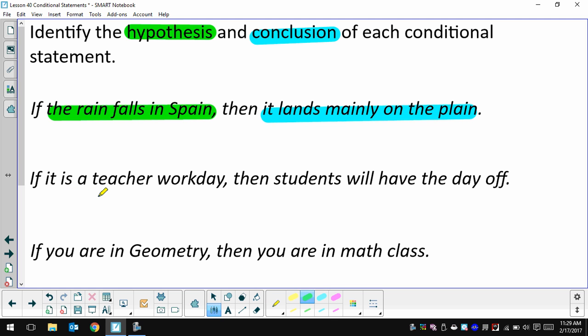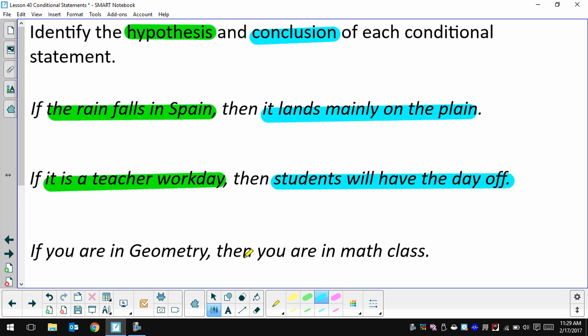If it is a teacher workday, then students will have the day off. The words after if and before then are my hypothesis. It is a teacher workday. The stuff after then, students will have the day off, is my conclusion.